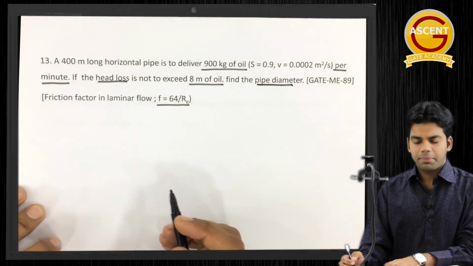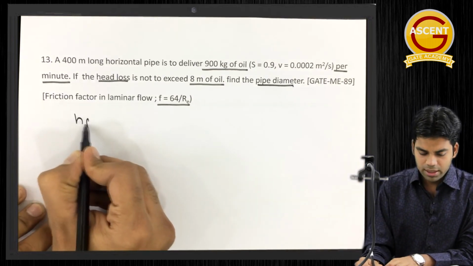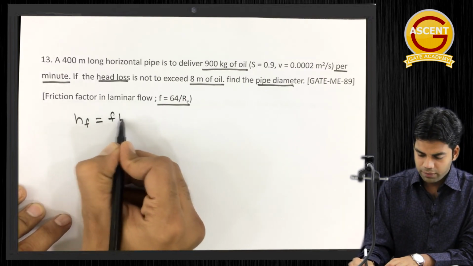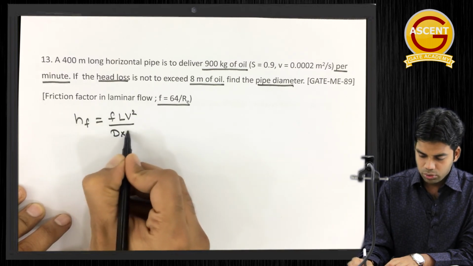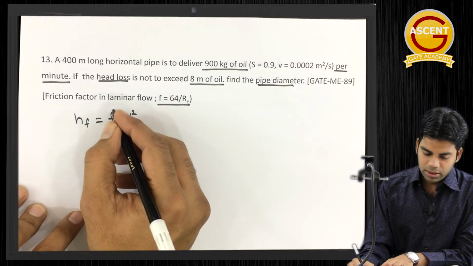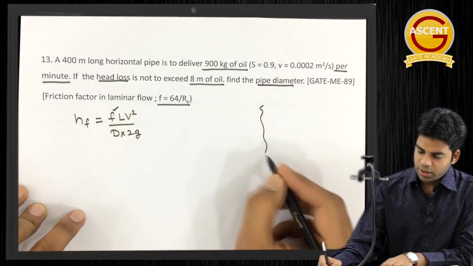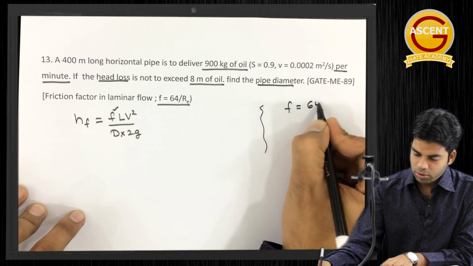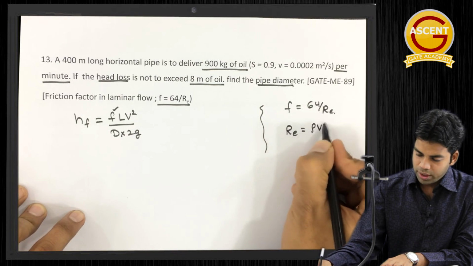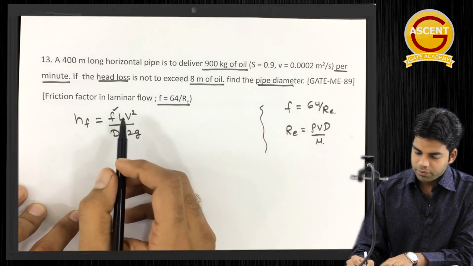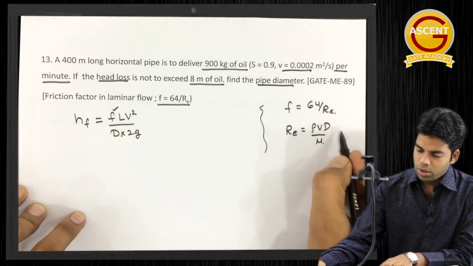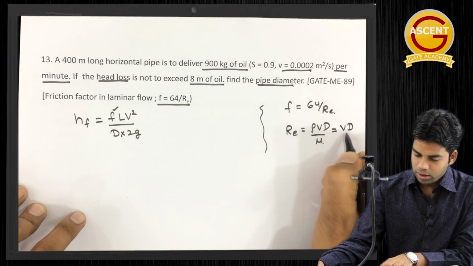So how to determine this pipe diameter? The friction head loss hf will be equal to f L V square by D into 2g. This diameter we have to determine. So for this, first we will have to determine the friction factor f. And what is this friction factor? This friction factor f is equal to 64 by Re. And Re is equal to rho V D by mu. But here we have the kinematic viscosity given. Nu is given 0.0002. So this will be equal to V into D by nu.